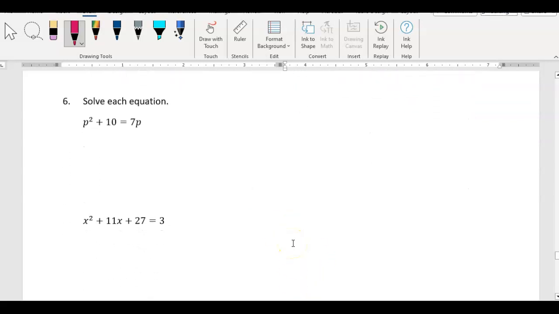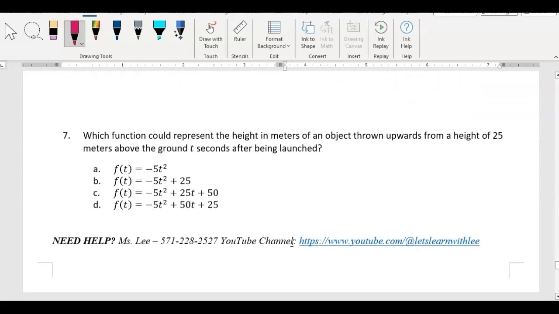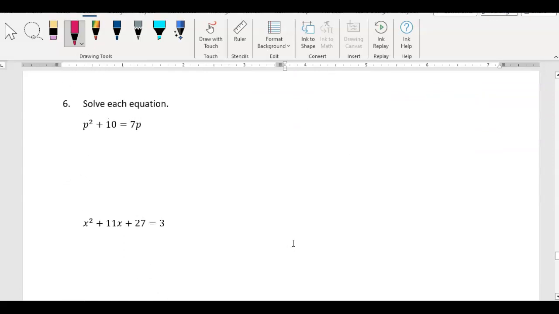All right. Our last piece is to practice some more solving of equations. Now, for number 6, I don't care how you solve it. You can solve it using completing the square, or you can solve it using factoring. I want you to decide in this situation what you think is best. I will model with this first one.